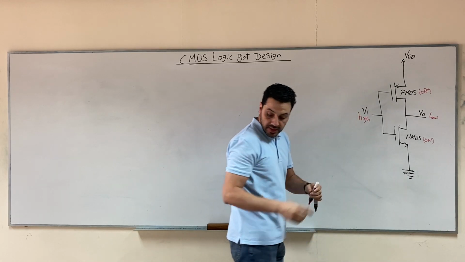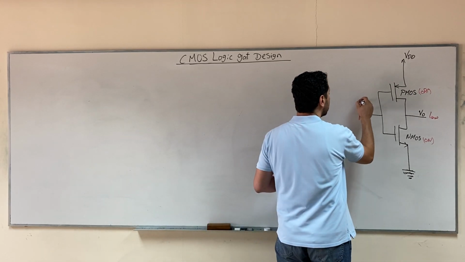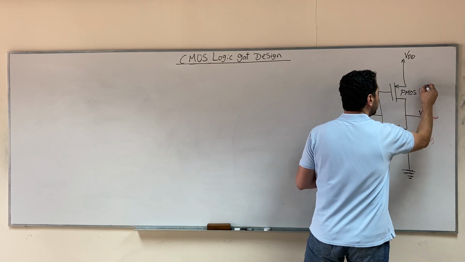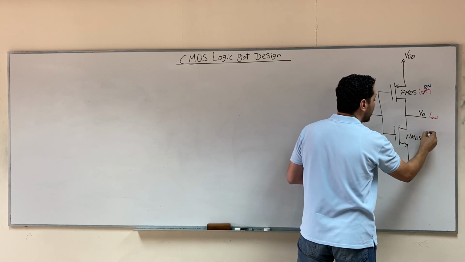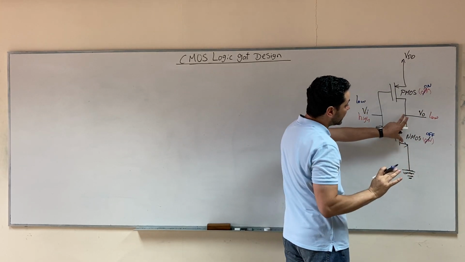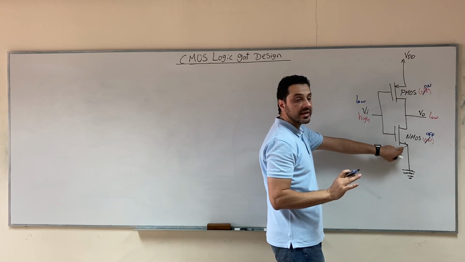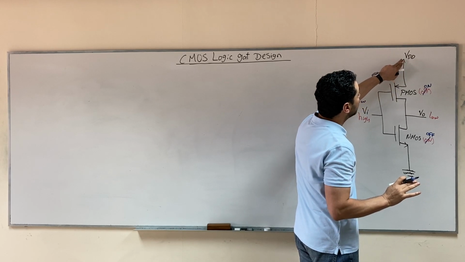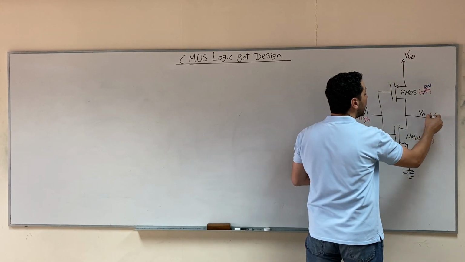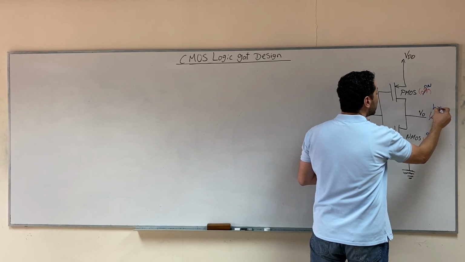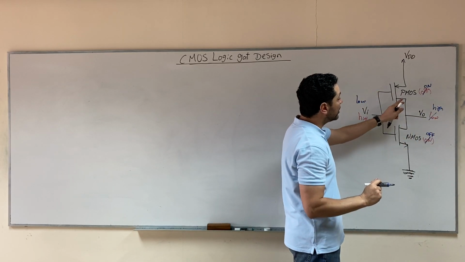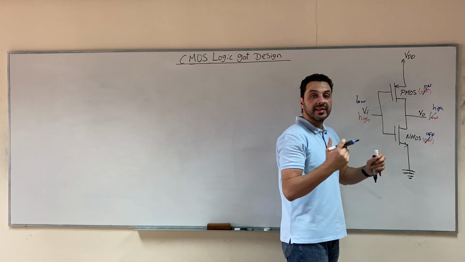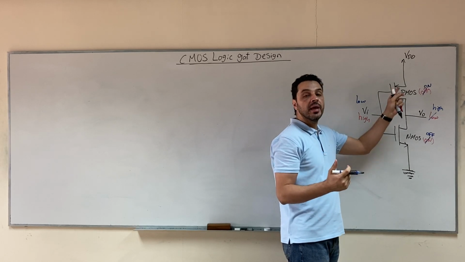On the other hand, if the input is low, we found that the PMOS will be on and the NMOS will be off. NMOS off means open circuit, so the output is no longer connected towards the ground. And when the PMOS is on, this means that the output will be connected towards the supply voltage VDD, and hence the output will be high. So we notice from here that the PMOS is responsible to connect the output towards the supply voltage VDD, and hence it is responsible to make the output high.